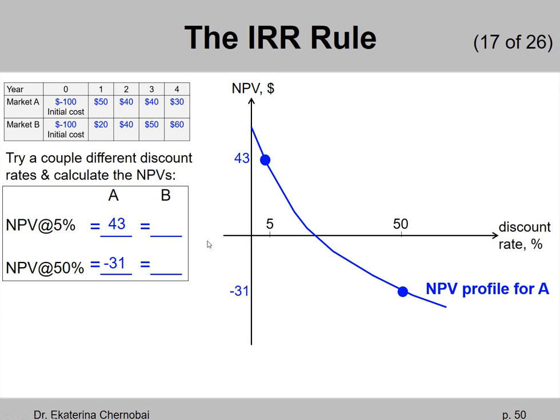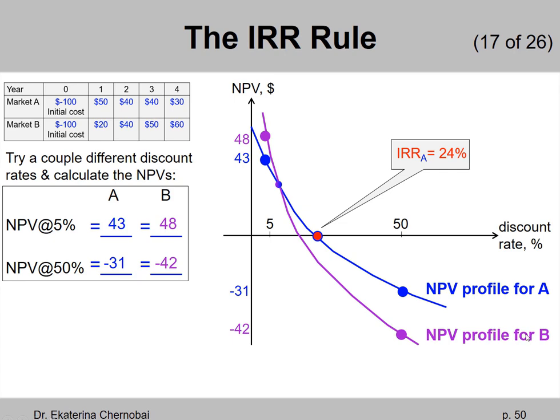When we do the same thing for project B, at a 5% discount rate, project B's net present value is $48 million. At 50% discount rate, project B's net present value is negative $42 million. We connect the resulting 2 points on our graph and get the net present value profile for B. So the NPV profile for A is the blue line, the NPV profile for B is the purple line. And of course, in one step, you can calculate the internal rate of return for each project. For project A, that we plotted first, the internal rate of return is 24%. For project B, that we plotted second, the internal rate of return is 21%.